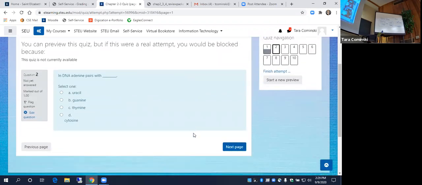All right, so this is coming from chapter 2. In DNA, adenine pairs with what nucleotide? Thymine. All right, good. A pairs with T and G pairs with C. Probably doesn't need much more explanation.